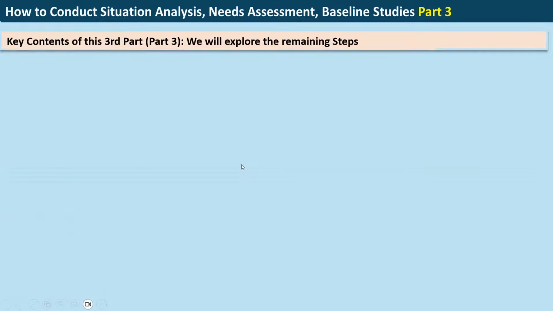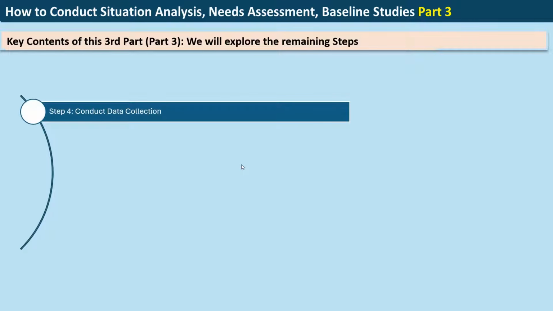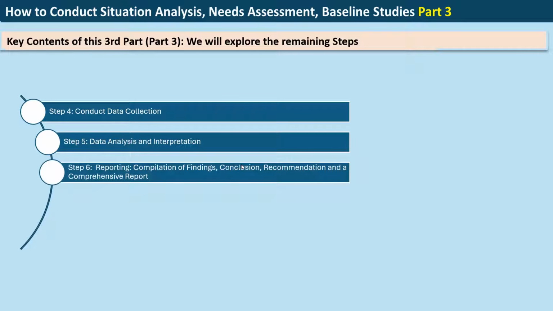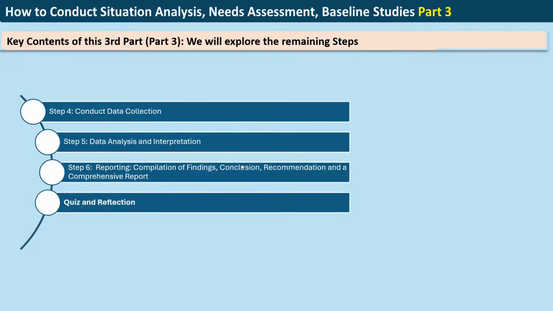And now in this third part, we will explore the remaining steps. Step number 4, to conduct data collection. Step number 5, data analysis and interpretation. And the last one, which is to compile findings, conclusions, recommendations, and develop a comprehensive report, with quiz and reflection activities and additional resources.